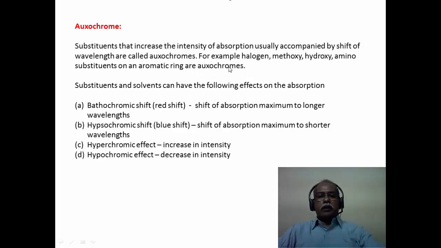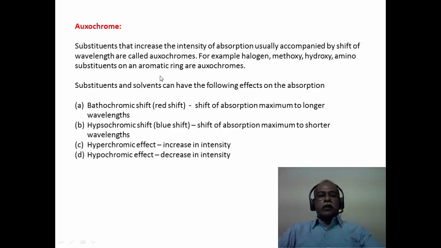of the chromophore. In other words, the chromophore undergoes the transition from one electronic state to another. The auxochrome essentially shifts the wavelength of the transition by altering the energy levels, thereby increasing or decreasing the wavelength of the electronic transition that we deal with. Substituents and solvents can also have the following effect on the absorption.